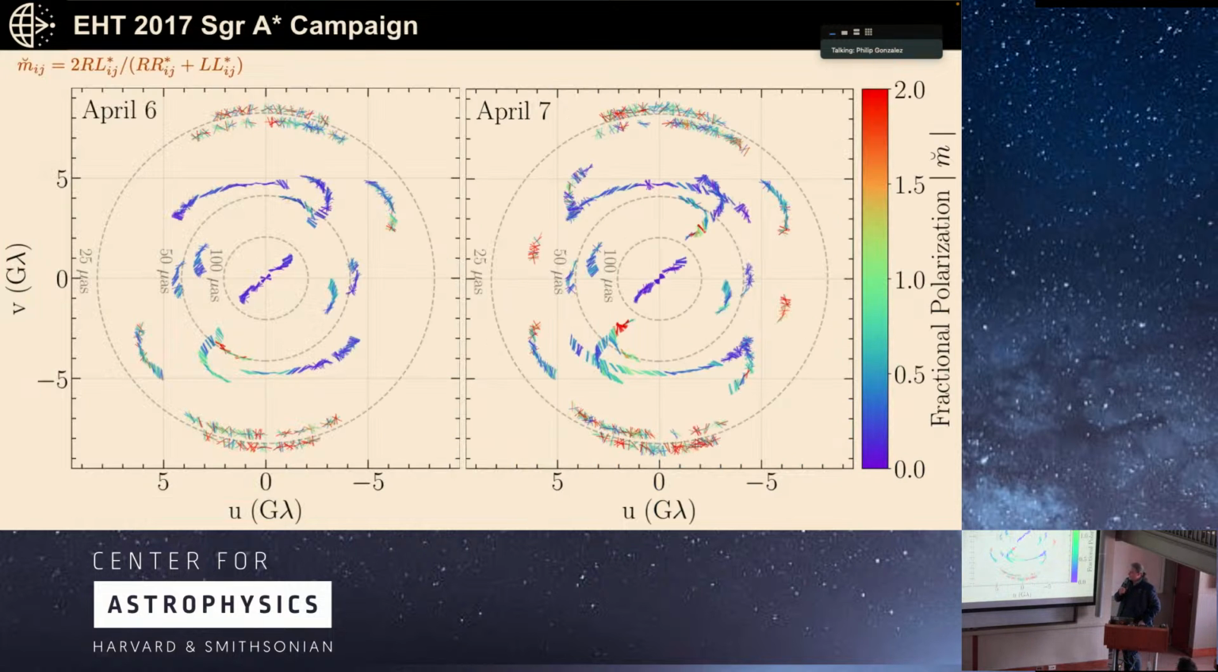So here's a representation of the data on April 6 and 7 from the 2017 observing campaign. And what's being shown here is this m-break. Each one of these ticks has a color that tells you the magnitude of m-break and an orientation, which tells you the complex phase of m-break. You can interpret that as some version of a polarization direction. And you can see that there's first a lot of polarization. This m-break goes up to 2. That's allowed. Just imagine that means that it's highly polarized.